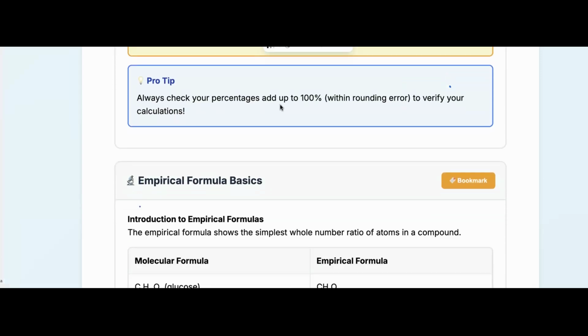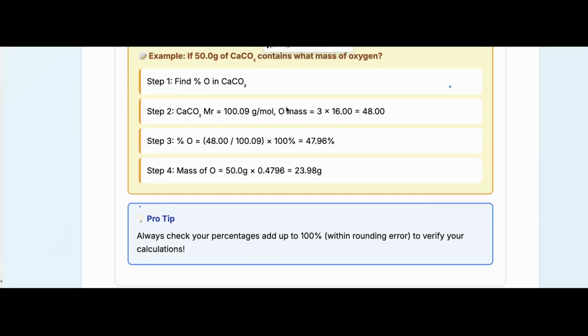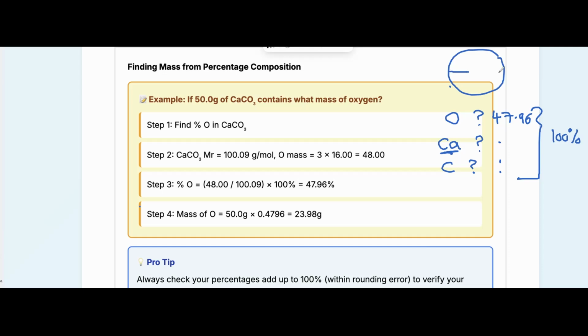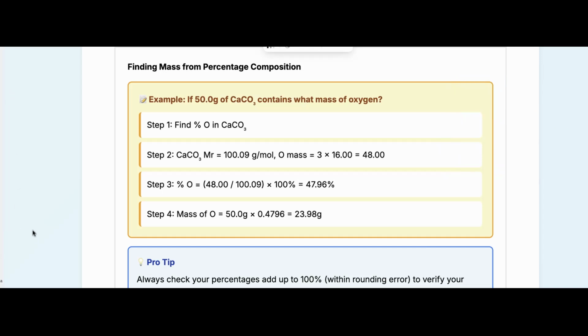Always check your percentages add up to 100%. So if you are asked to find the mass of oxygen, then the mass of calcium, then the mass of carbon. We found that this is 47.96. We should find these two also by dividing their masses by the total mass. The total should be 100%. Same as if I told you I have a piece of bread and you are cutting it into 4. If this is 25 and 25 and this big part is 50, what is the total? The total is 100%. Same for the percentages, they all should come to 100% to make sure that you are working correctly.